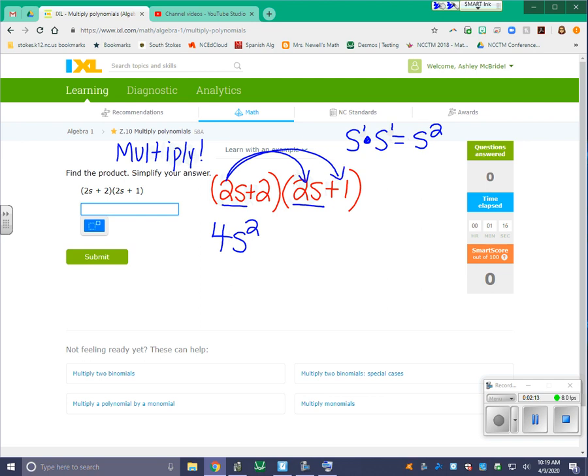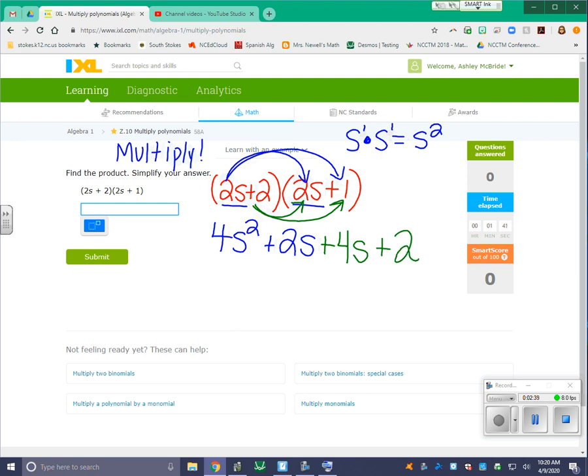And then we're going to do the other lobster. 2s times 1. So 2 times 1 is 2. And then s times that's just it. All right, the next two lobsters. So we did the 2 on the top. Now we're going to do the 2 on the bottom. So 2 times 2s. 2 times 2 is 4. And then we're going to drop the s down. And then lastly, 2 times 1 is 2.